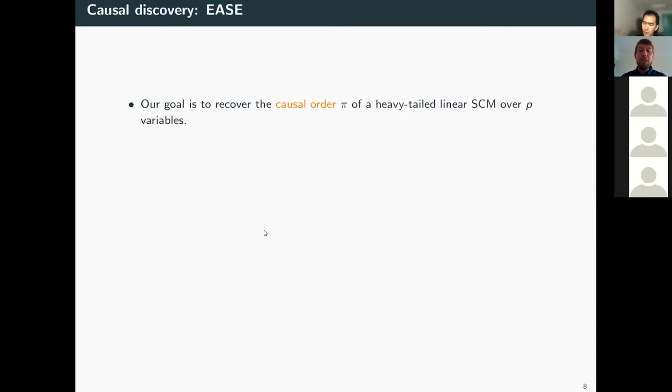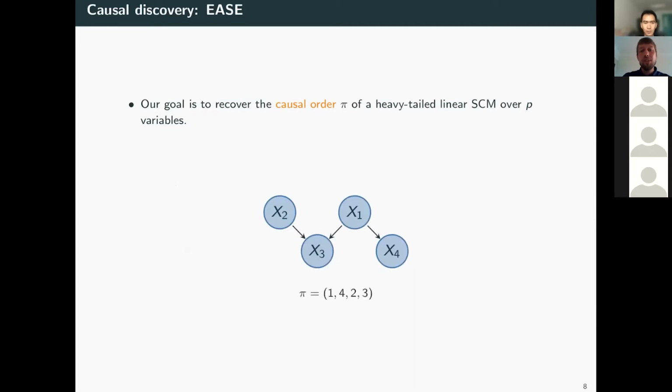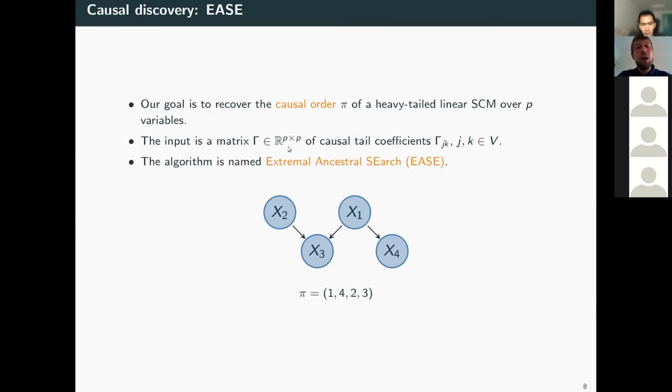Now, of course, in general, we'll have p variables and would like to identify the causal order of these variables based on the coefficients. So here's an example for the causal order, but I don't think I have to introduce what this is. And this will be based then on not only these 2 coefficients, but for any pairs of variables of these p variables, we'll get this coefficient. And we then store them in a matrix gamma, a p times p matrix. And this will be the input for our algorithm called the extremal ancestral search, or the EASE algorithm. I cannot go into details of this algorithm. It's very computationally efficient. You can look at our paper if you're interested.